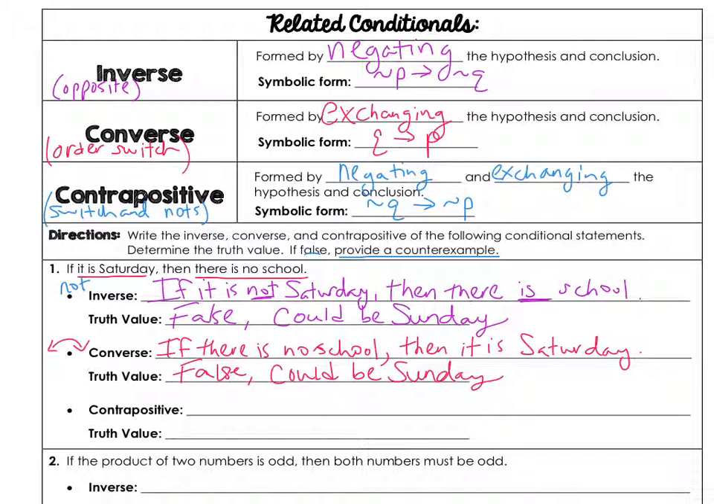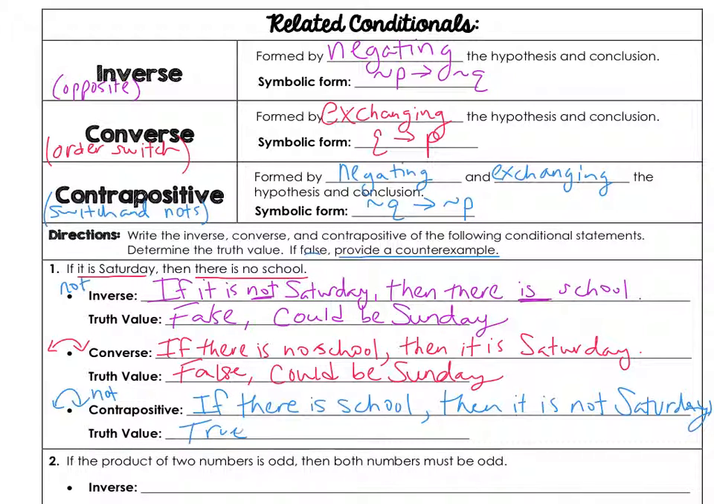All right, for our contrapositive, we are switching and putting the nots. So it's opposite order, and we're putting the nots in there, so the opposite part of our sentence. So switching the order is if there is no school, then it is Saturday, but now we need to put the nots in there as well, or take it away. So if there is school, then the original conclusion would be it is Saturday, but now we need to say the opposite of that, so it is not Saturday. And if there is school, then it is not Saturday. That is a true statement. So we don't have to come up with a counter example for that one.